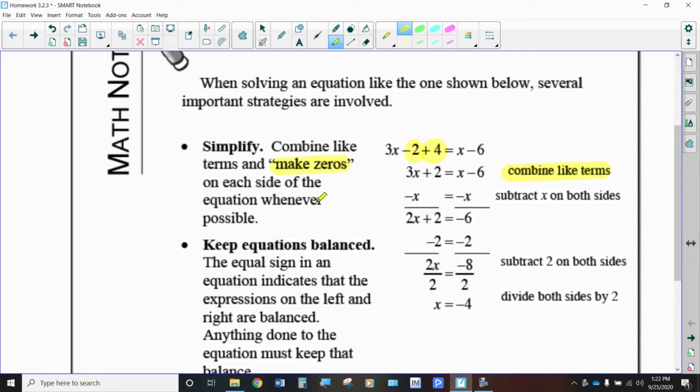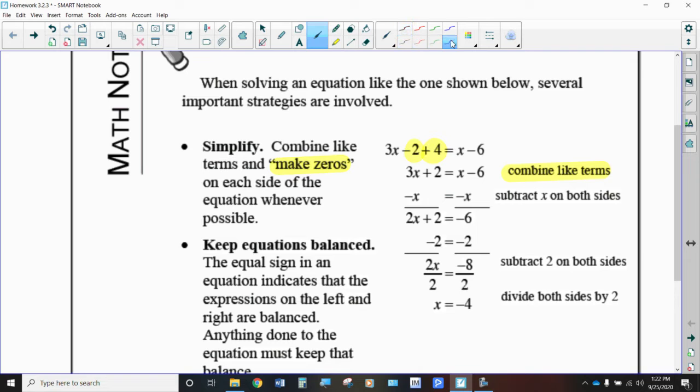to negatives, that's where you make the zeros or remove the zero pairs. Otherwise, you just combine like terms by adding the coefficients of your variable terms together and adding your constant terms together on each side of the equation. So remember, this is critically important.